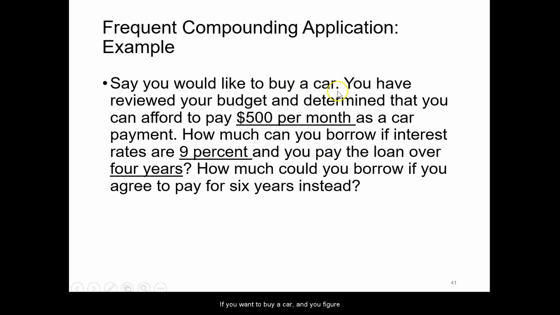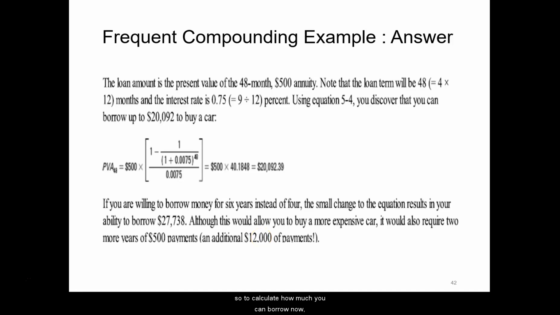So if you want to buy a car and you figure you can pay $500 per month, how much can you borrow if the interest rate is 9% per year and you pay the loan over 4 years? Notice here, if you pay $500 per month for 4 years, you are making a total of 48 payments. So to calculate how much you can borrow, we are actually trying to get the present value of this annuity. Now notice here we have a monthly annuity because you have the same amount, $500, in monthly payments.